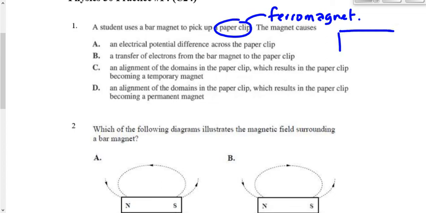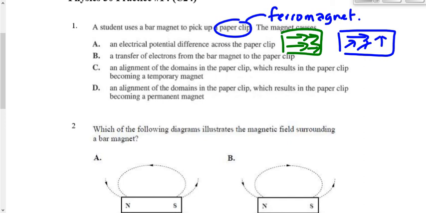So if this is my paper clip, it's got domains pointing in more or less random directions. But when I bring another magnet nearby, a bar magnet nearby, what happens to those domains that are pointing in random directions? They start aligning themselves, at least temporarily, to point in the same direction as the domains in the permanent magnet. So this paper clip becomes a temporary magnet because of the temporary alignment of the domains. So the answer for this one would be C.